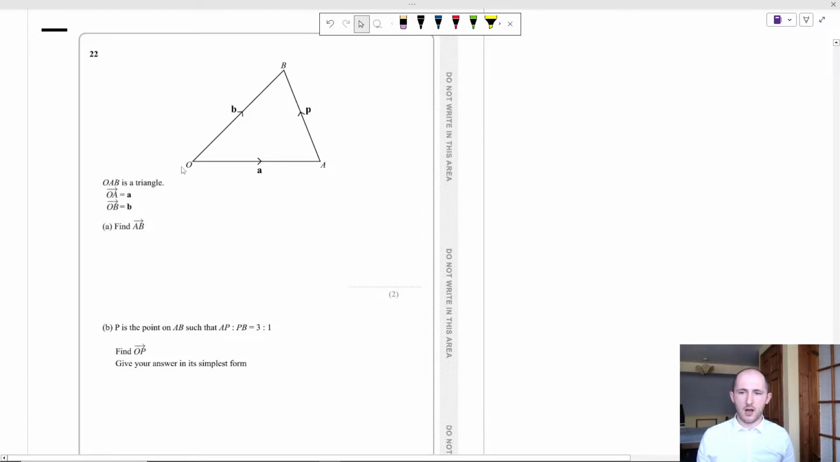So we need to go from A to O, which is going to be minus A, and then from O to B, which is plus B. If you're wondering why I've done minus and plus, it's because if I'm going this way, if I'm going against the vector, I have to make it negative.